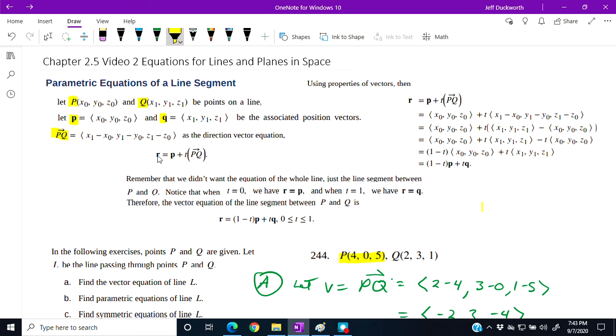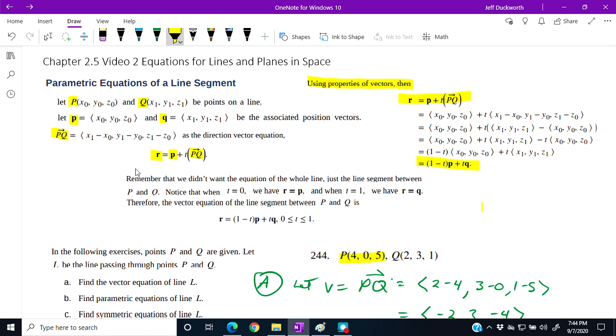Now we can rewrite this. We're going to create the vector R there, and it's going to equal our original position vector plus that constant t times the vector that we get from the 2, so times our V, or this PQ vector here. Using the properties of vectors, we can rewrite this. This is our formula here, and we've broken it down into components below. And after a few steps, we're left with R equals 1 minus t times our position vector P plus that same t times our position vector Q.